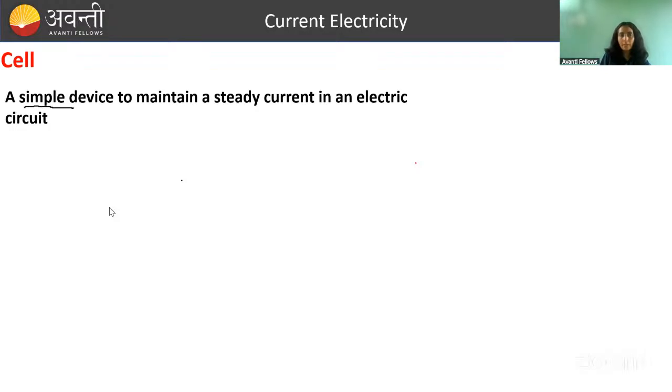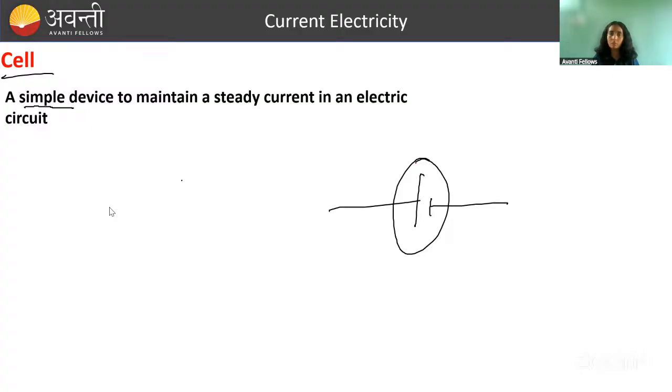Now let's talk about cell. We don't have to read it in detail. In chemistry, definitely you will be reading it: which cell, Daniel cell, voltaic cell, dry cell and all. But here we don't have to read the mechanism, we have to simply learn what a cell is. So a cell is basically a battery sort of thing which has energy stored in it, and when it is connected to something forming a closed circuit, it has the capacity to give out charges, hence current and hence power. So basically it's a simple device to maintain a steady current in an electrical circuit.